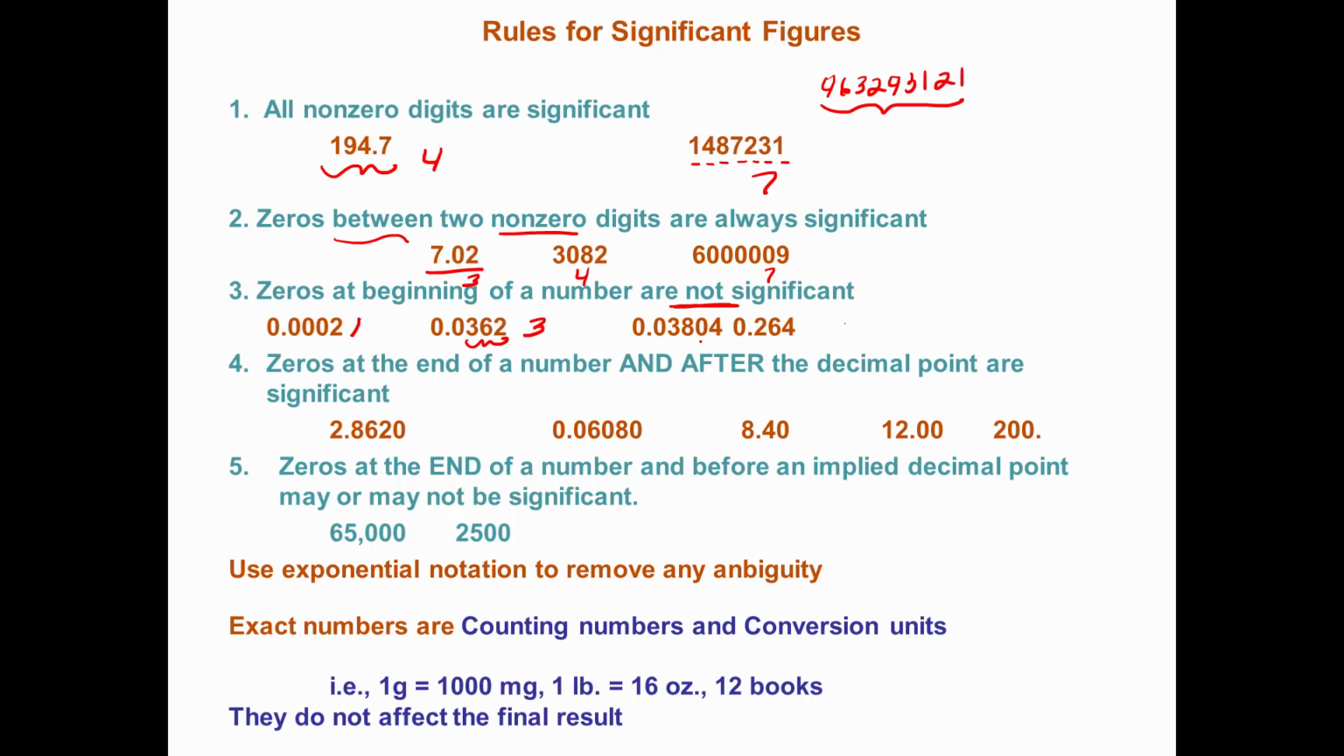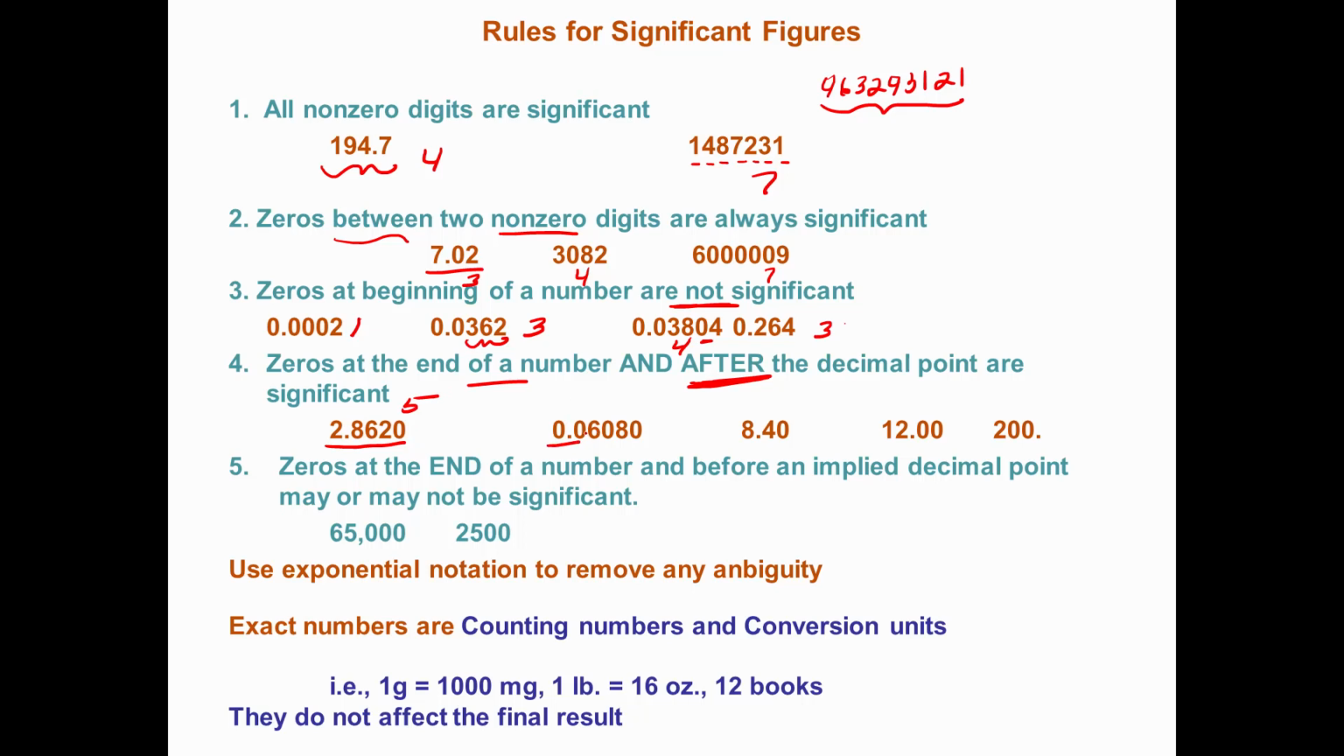Those are not significant, but this 0 is between two non-zero digits. It's significant. So this number here has 4 significant figures. This one here has 3. Zeros at the end of a number and after the decimal point are significant. So this 0 is significant. So this measurement has 5 significant figures.